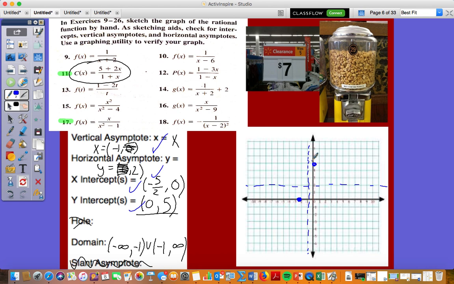Okay? And my domain is really not anything that I graph. I just know that that's the domain. So I don't really graph the domain. I just know that that's what it is. Okay? So we could just leave this as is here.